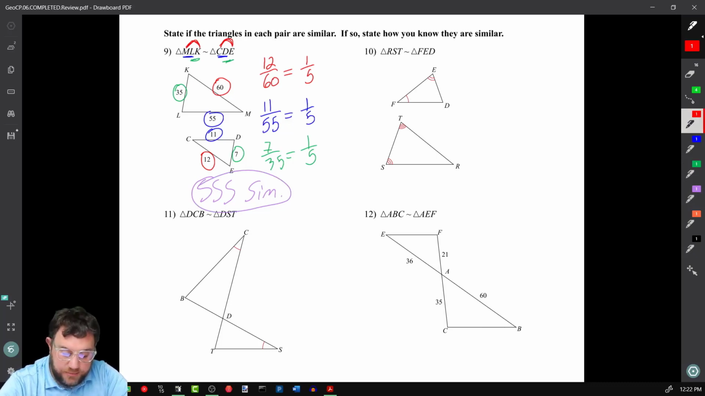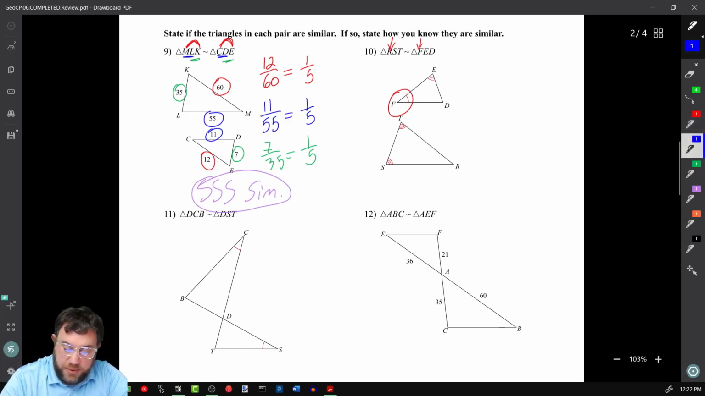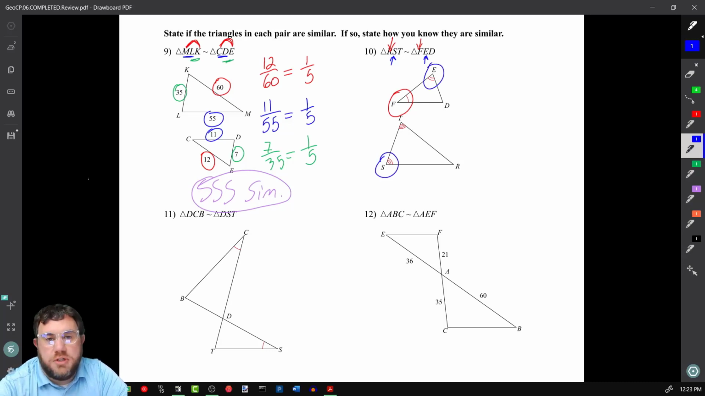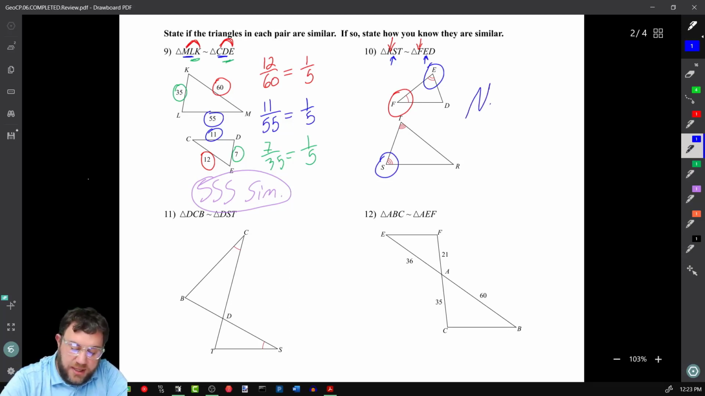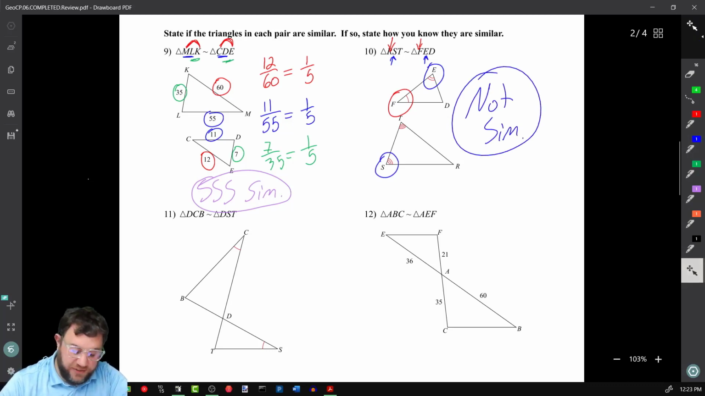On number 10, now we've got 2 angles from each triangle, but we are shown that F needs to be congruent to R for this to work. That is possible. F could be congruent to R, but we don't know. S and E need to be congruent, and here's our problem. S and E, we are told, are not congruent. S has 3 marks. E has 2 marks, so we're told those are not congruent, and that means these are not similar. If you just write no, that would be sufficient.